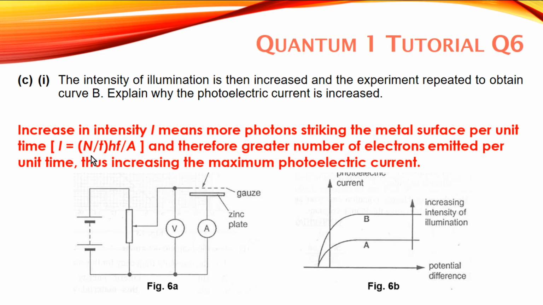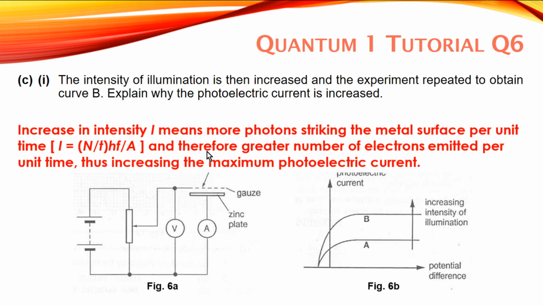Okay, this is the formula. Intensity I equals N over T times HF over area. N over T is the number of photons per second. If the others are the same, H is the same, F is the same, area is the same, so intensity is proportional to the number of photons emitted per second. So if you have a higher intensity, it's because there are more photons emitted per second. So now there are more photons striking the metal surface per second.